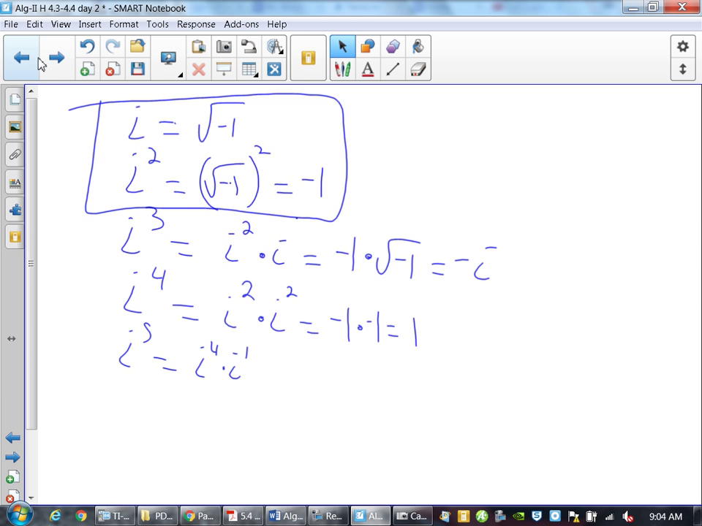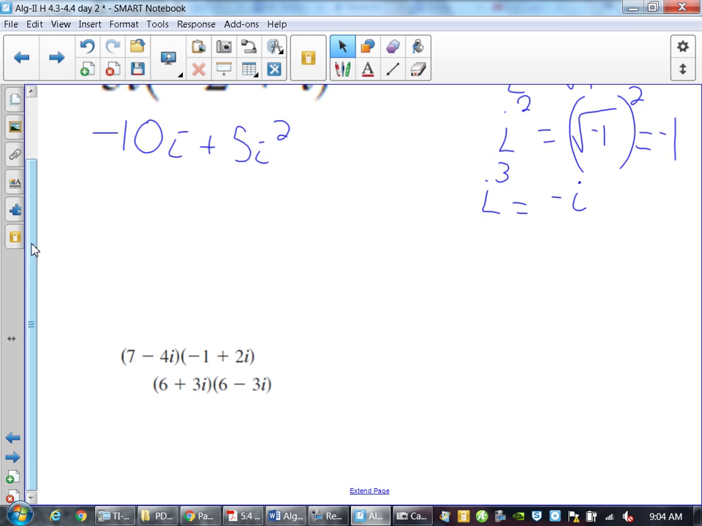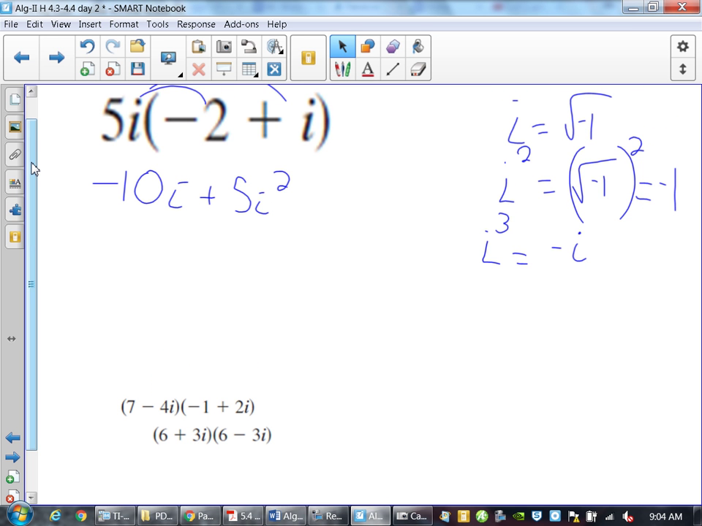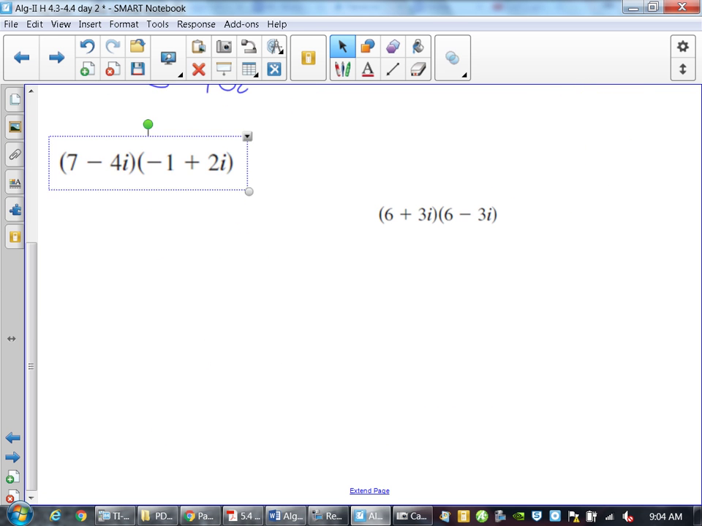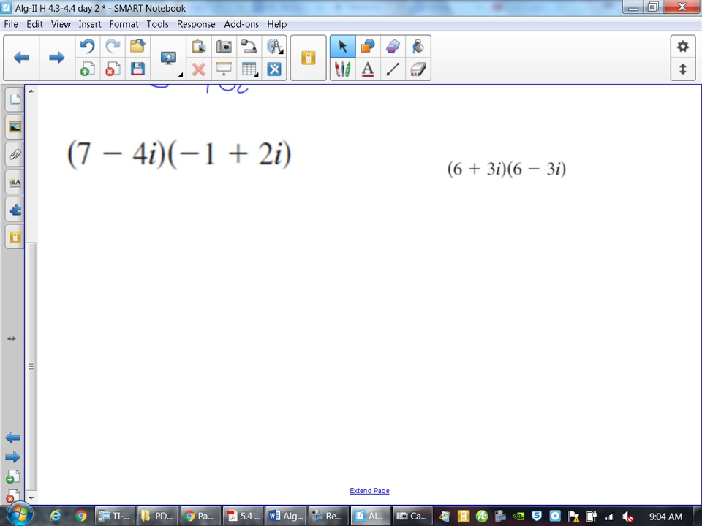So back to here, we had negative 10i plus 5i squared. Well, 5i squared is 5 times negative 1, so my final answer for this would be negative 5 minus 10i. That would be the proper way to write that. Okay with that? That's what I changed it to. Good. Okay. What do you think you do here? FOIL. Binomial again.